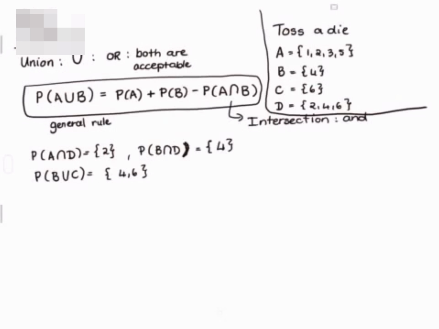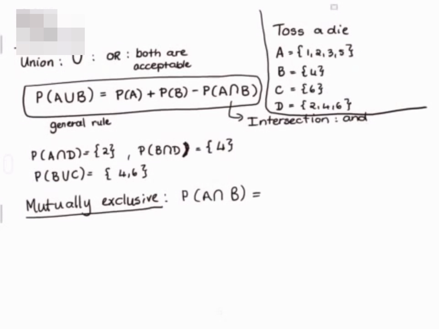Right. If we have mutually exclusive, what were they? They can't occur at the same time. Then their intersection, the probability of both of them happening at the same time, is 0. Mutually exclusive, their intersection is 0.